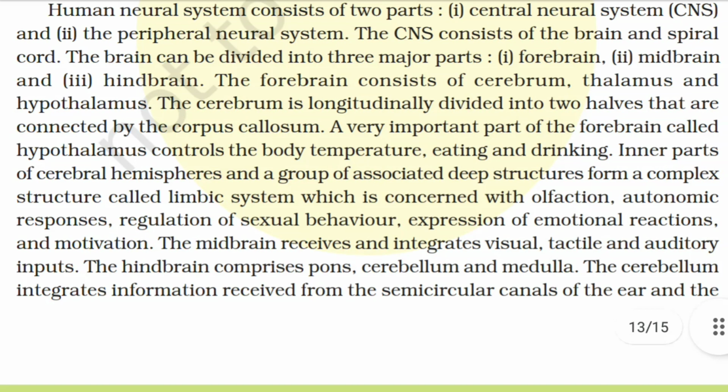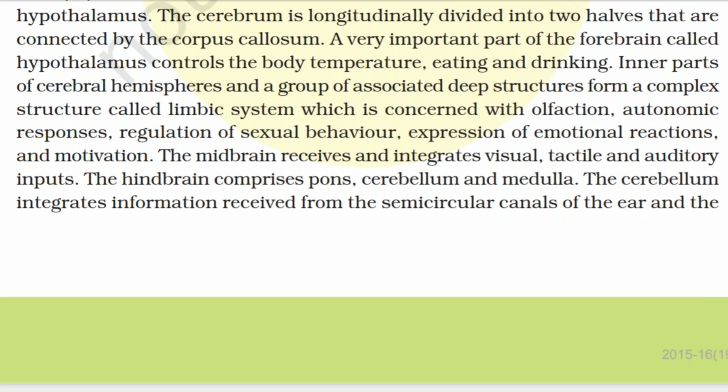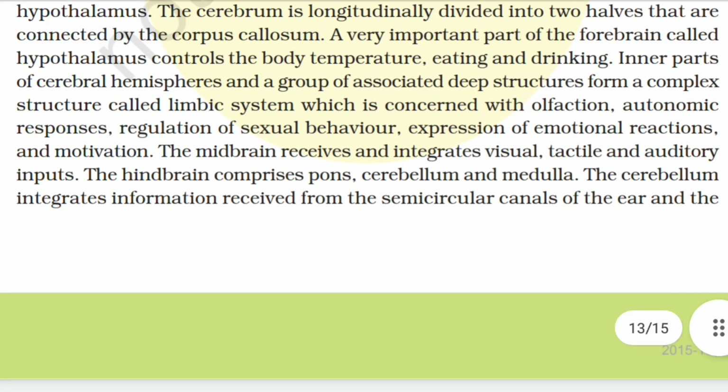The forebrain consists of cerebrum, thalamus, and hypothalamus. The cerebrum is longitudinally divided into two halves that are connected by the corpus callosum. A very important part of the forebrain, called hypothalamus, controls the body temperature, eating, and drinking.